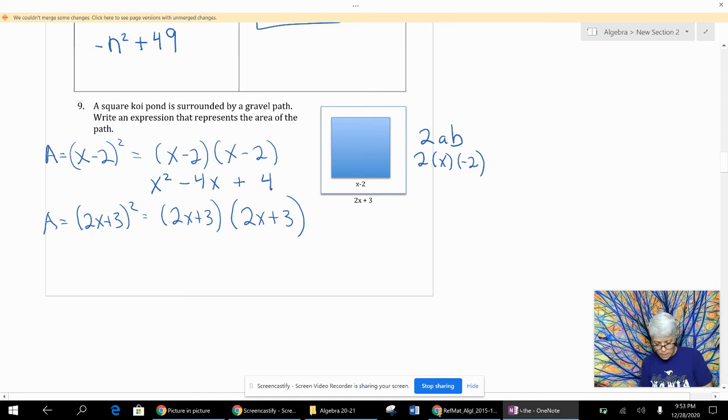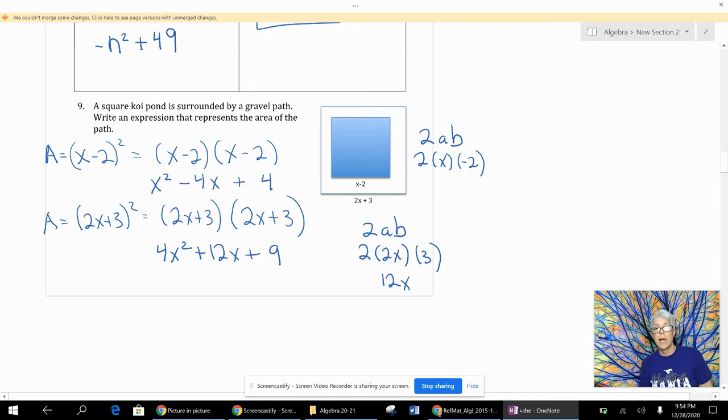Now I'm going to do the area of the second one. 2x squared is 4x squared. 3 squared is 9. To do the middle, the filling in the middle, that would be 2 times the 2x times the 3. 2 times 2 is 4. 4 times 3 is 12. That's 12x. So that would be a positive 12x. And that was a positive 9.